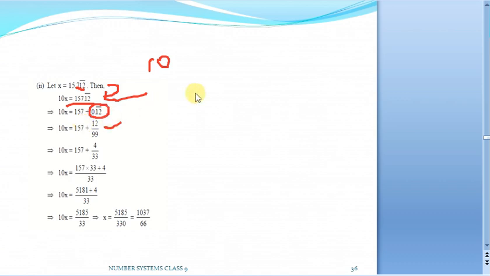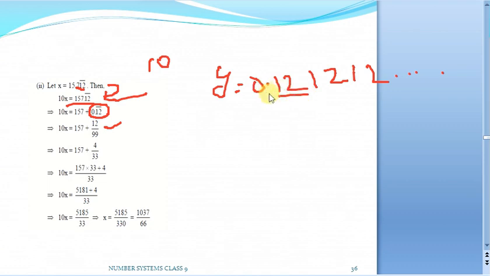Now see, as I have already taken x here, let me assume y is equal to 0.1212 and so on. Now when I multiply, how many digits are repeating here? 2 digits. So should I multiply with 10 or 100? I have to multiply with 100, because 2 digits are repeating.